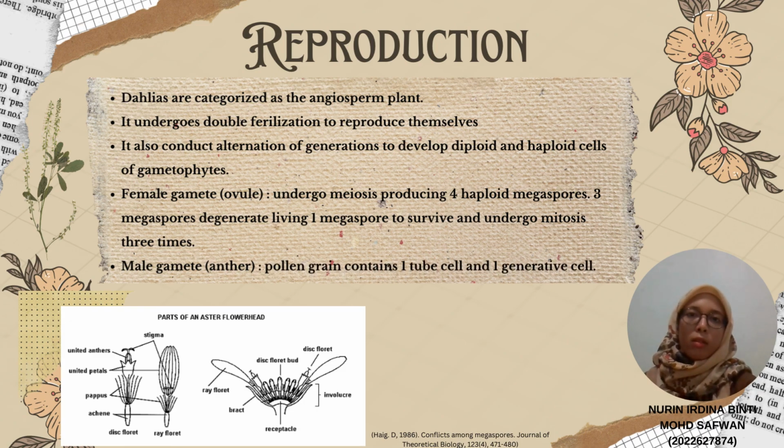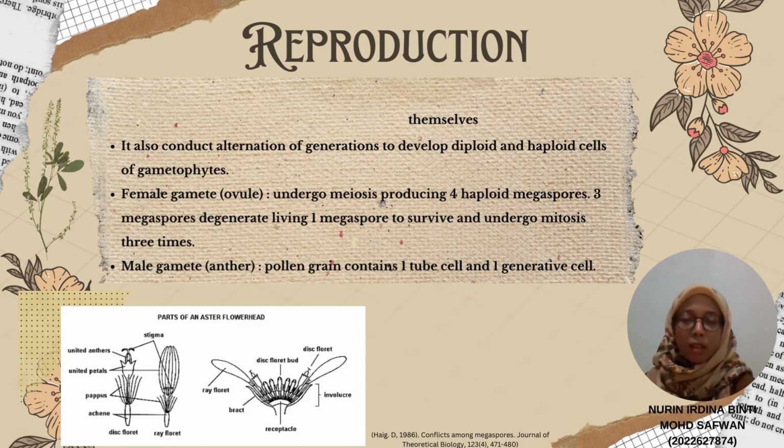Second of all, for female gametes, which is the ovule, they will undergo meiosis to produce 4 haploid megaspores. 3 haploid megaspores will degenerate, leaving 1 to survive, and the surviving megaspore will undergo mitosis 3 times to produce 8 haploid nuclei. For the male gametes, which is located at the anther, the anther has numbers of pollen grain, and each pollen grain contains 1 tube cell and 1 generative cell.